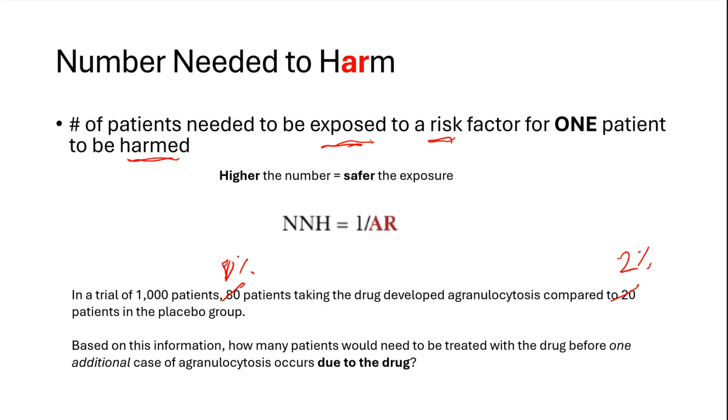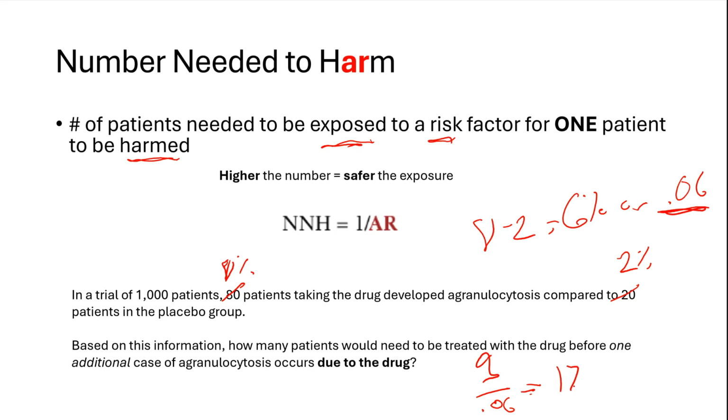So I first need to calculate the attributable risk, the percentage that is attributed to just the risk alone. So that would be 8 minus 2. Remember, this is in percentage, and it is equal to 6%, or 0.06. Always be sure to convert these values into decimals. Number needed to harm is 1 divided by attributable risk, or 1 over 0.06, which comes out to roughly 17. So 17 people need to be exposed to the drug in order for there to be a poor outcome. And that is number needed to harm.